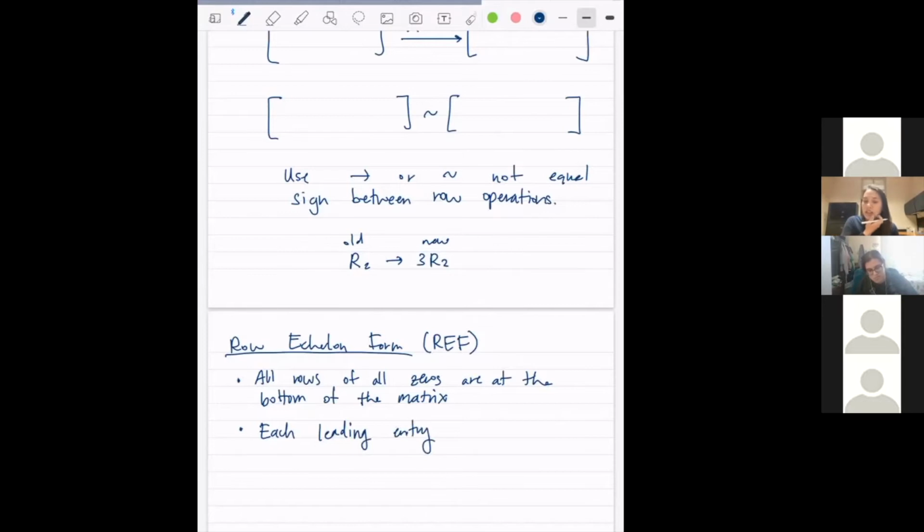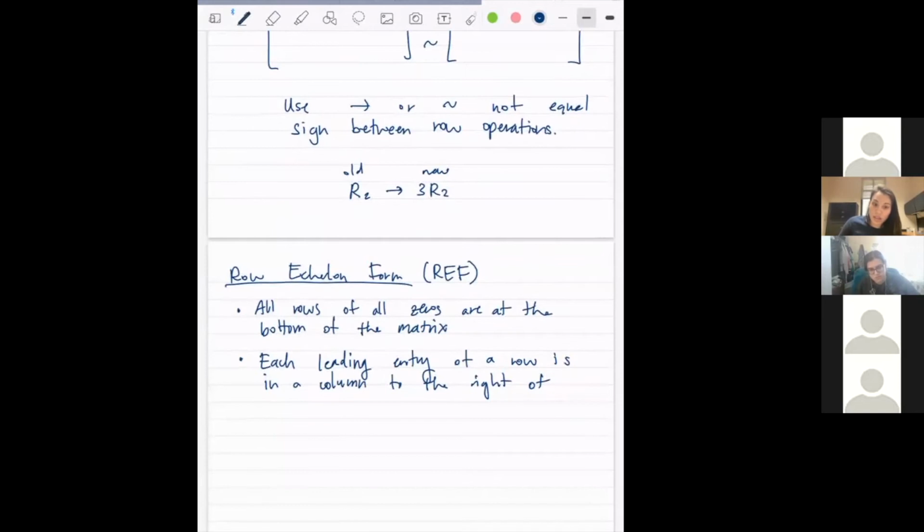and remember, a leading entry is the first non-zero entry when you're moving left to right across a row. So each leading entry of a row is in a column to the right of the leading entry of the row above it.